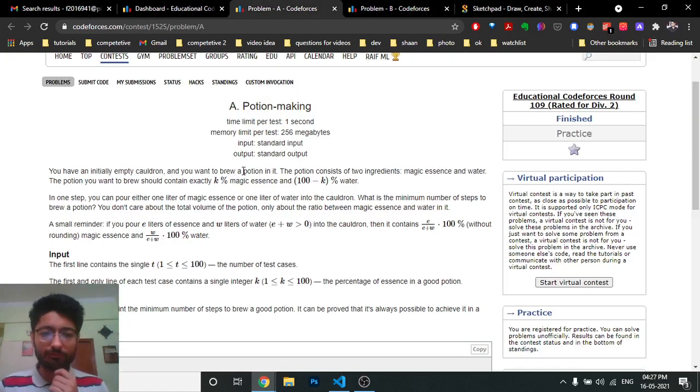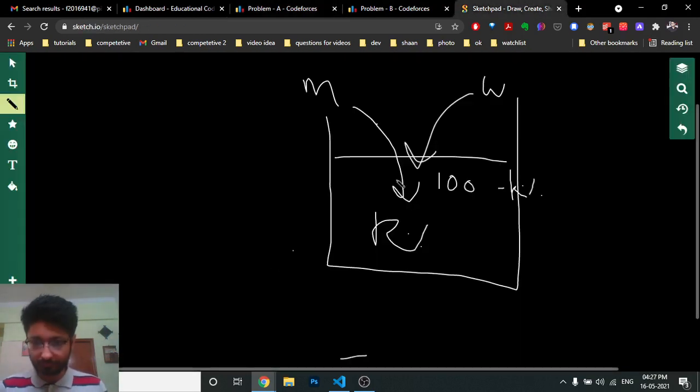Now the problem statement is telling you that in one step you can either put 1 liter of magic essence or 1 liter of water. Now, in how many steps can you form this percentage? And how is the percentage formed?